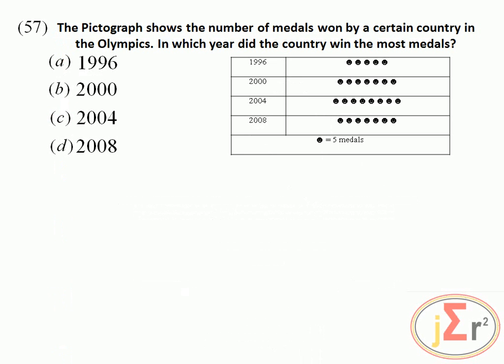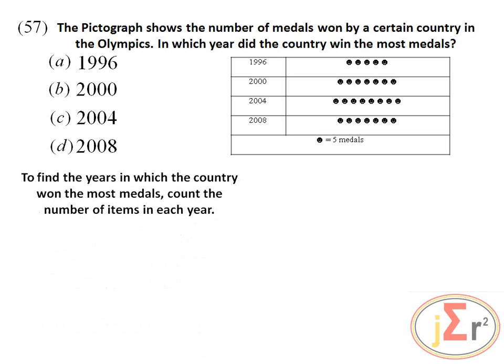The pictograph shows the number of medals won by a certain country in the Olympics. In which year did the country win the most medals? So to find the year in which the country won the most medals, count the number of items in each year. So that's 1996, and we have 5.